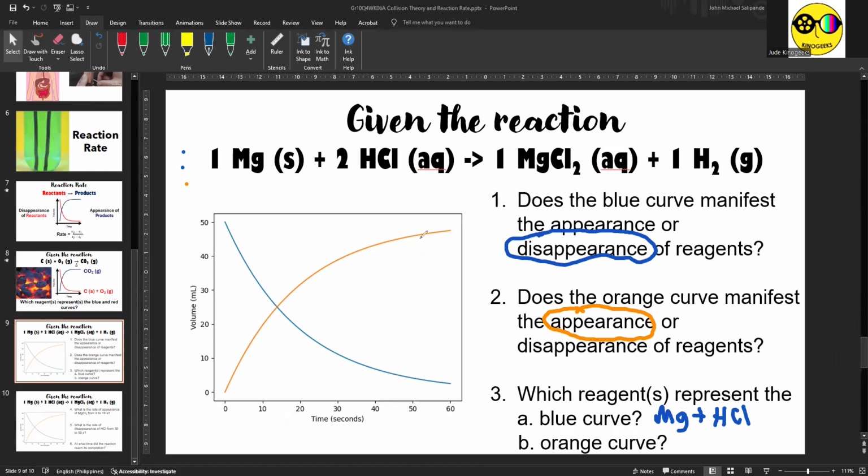On the other hand, for the orange curve, which represents the appearance of certain reagents, I'm talking about the products, and the products are aqueous magnesium chloride and diatomic hydrogen, H2.